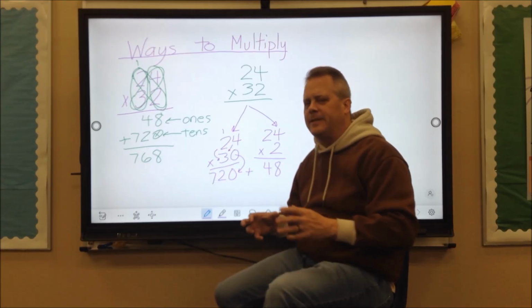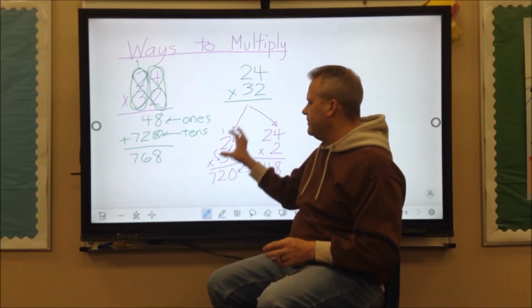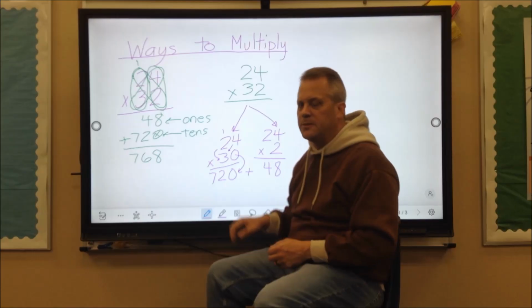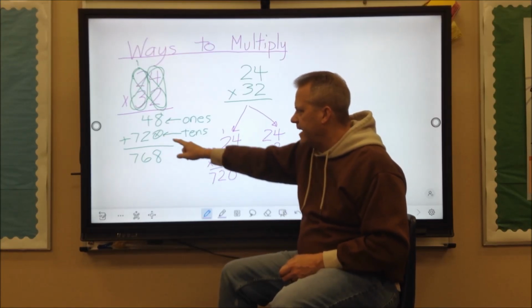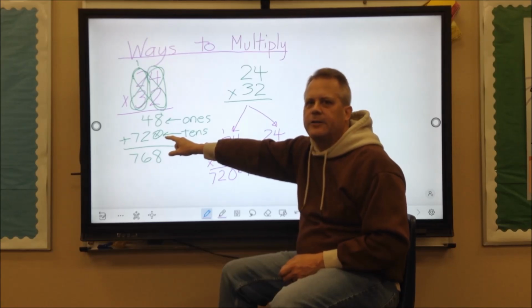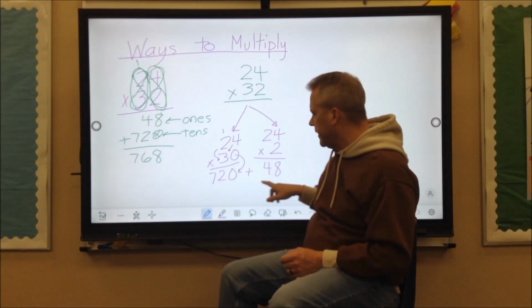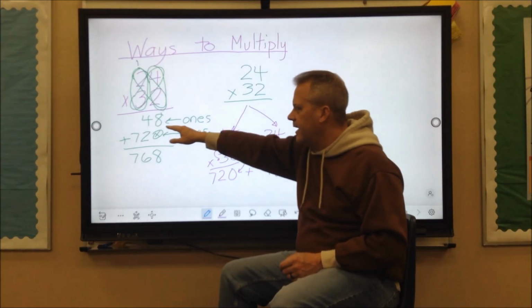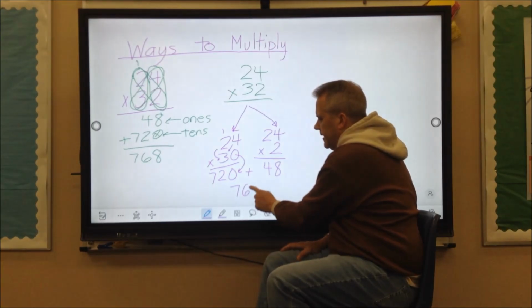Look what happened here. When you decided to break apart the number and have 2 multiplication problems, you actually got the same numbers as your family did. So I've got 720 over here. You came up with 720. Over here is 48 and 48. The last thing I would need to do is this.